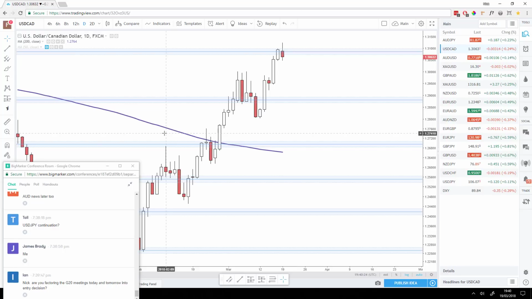So there's two choices you can make. You can just say, I'm not going to trade the G20 meetings and stay out of the market. Or you could just ignore them. I, generally speaking, don't trade them. But over the past quite a while now, actually, I've been testing a lot of different things. And it's been a few years now that I've been testing news. And I've been testing trading through the G20 meetings. And it tends to just be fine.